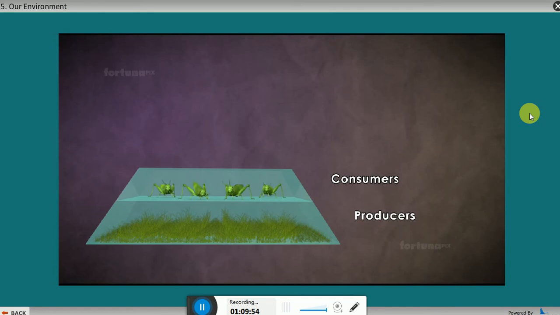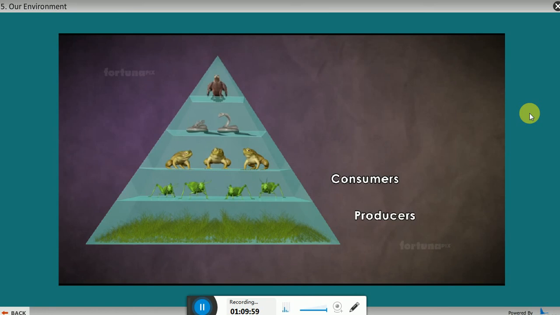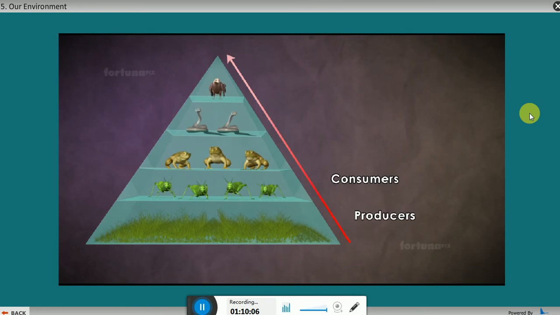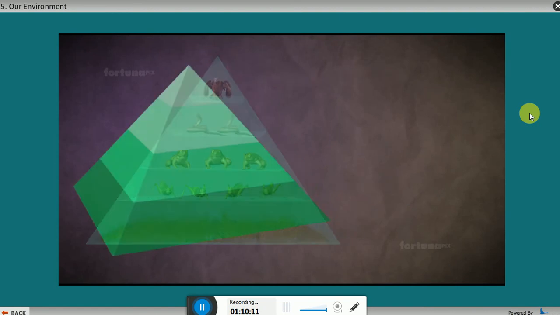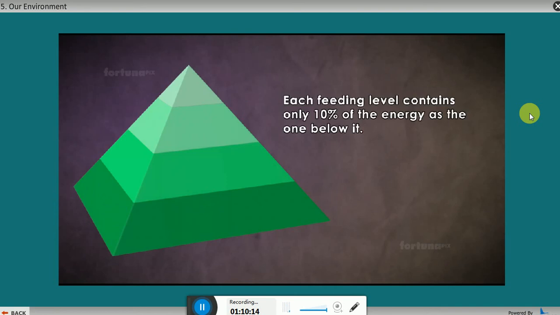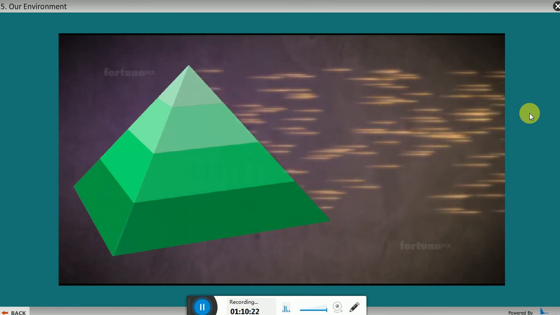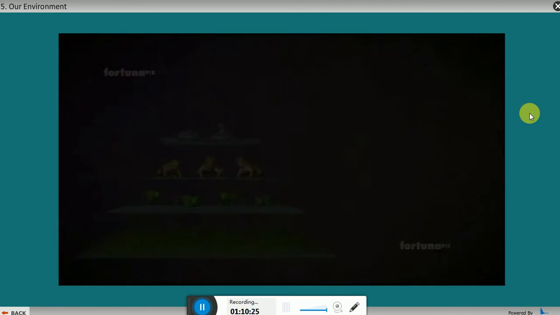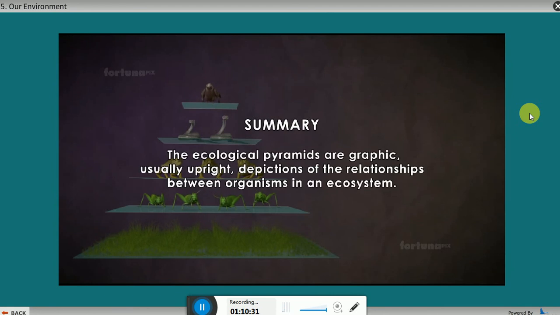Moving up the pyramid to the different levels of consumers, there will be a gradual decrease in the quantity of energy available. The least amount of available energy will be in the tertiary consumer level. On average, each feeding level contains only 10% of the energy as the one below it. Energy that is lost will typically be transformed to heat. Summary. The ecological pyramids are graphic, usually upright depictions of the relationships between organisms in an ecosystem.